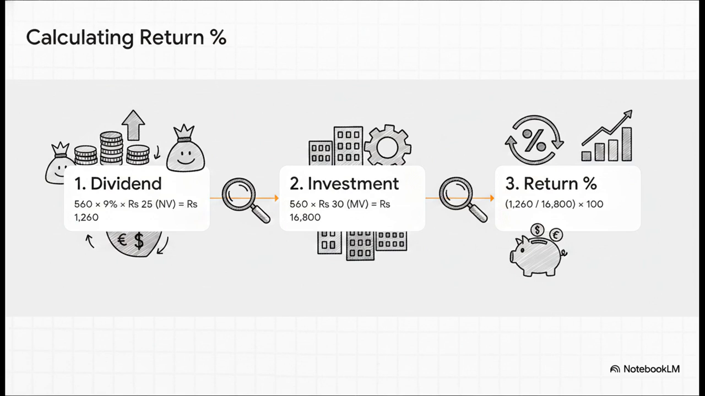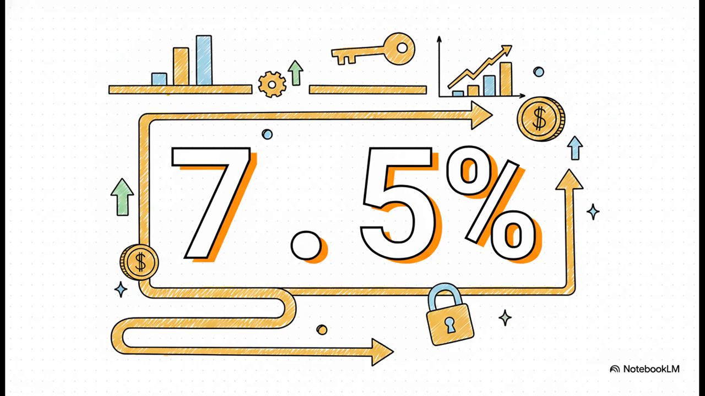Step 3, calculate the return percentage or yield. We just take our total dividend of 1,260, divide it by our total investment of 16,800, and multiply the whole thing by 100. And that leaves us with a clean return percentage of 7.5%. See? Do you see how applying the golden formula systematically, step by step, makes even the most complex-looking problems feel like an absolute breeze? It's like a giant puzzle, and you just need to trust the structure.